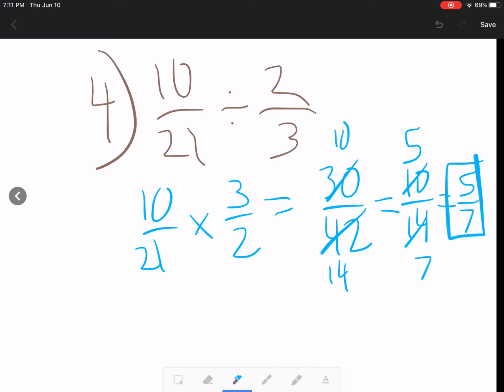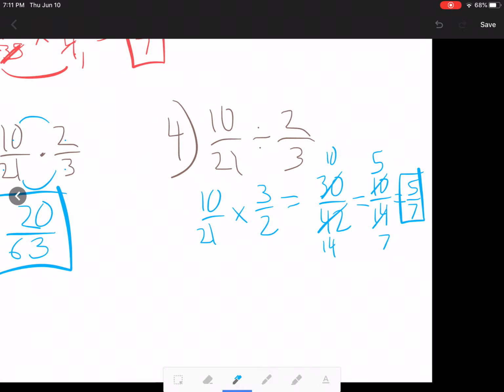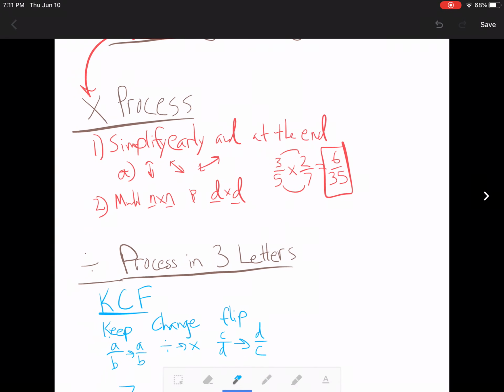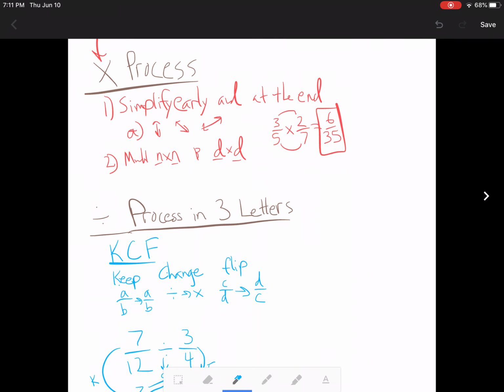And so the point here is that sometimes you forget to simplify. And that's okay. But you can always simplify at the end and you can double check. So anyways, that was a real quick video about how we multiply and divide fractions. Multiplying is all about simplifying early and often. And then you just multiply numerators and denominators together. And then dividing is about keep, change, flip. Good luck on your practice, and let me know if you have any questions.